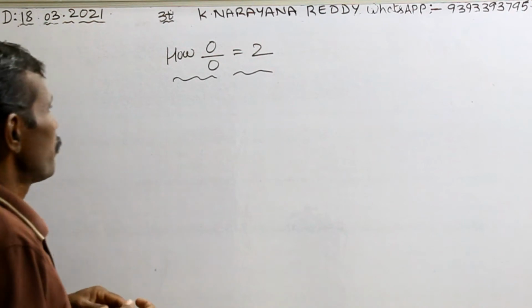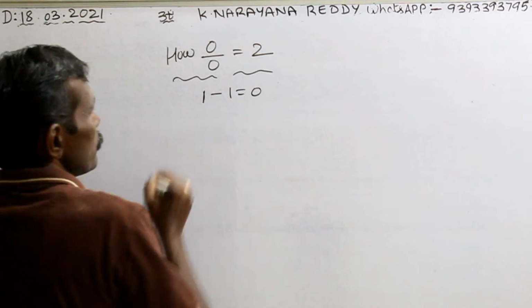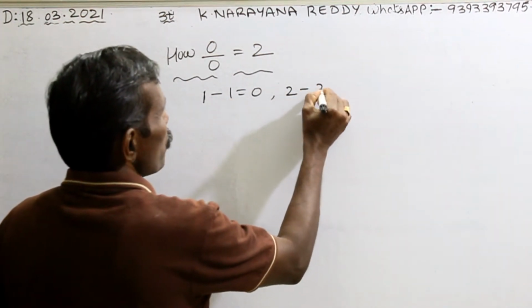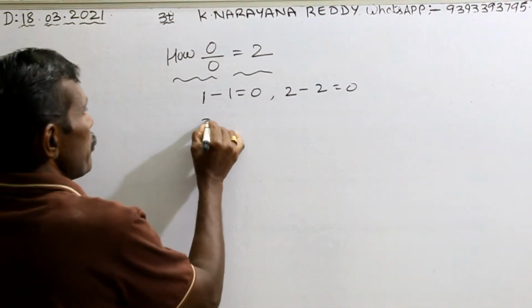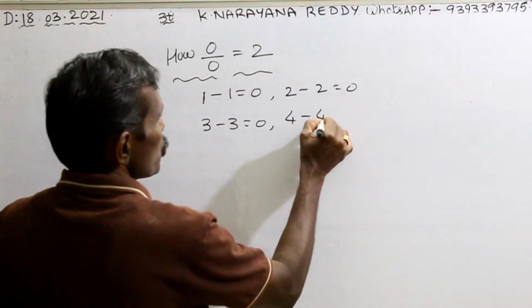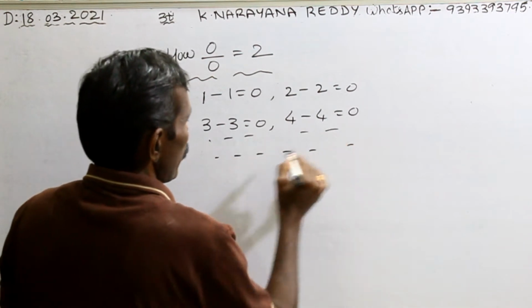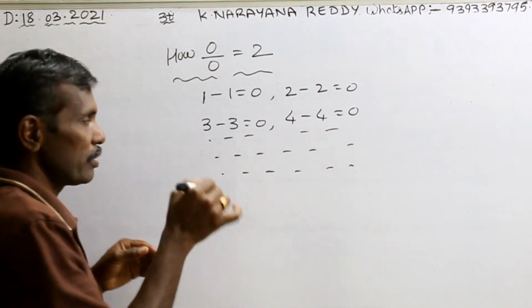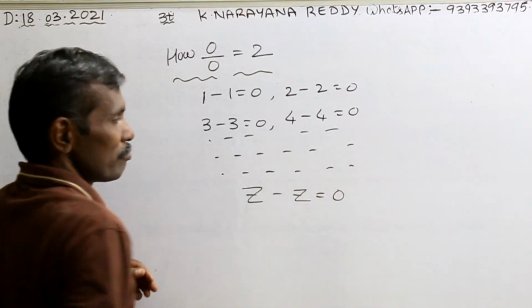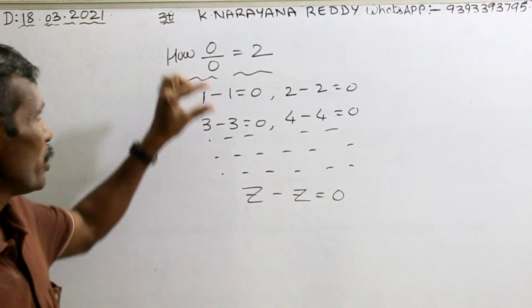See here. For example, 1 minus 1 equals 0. Also, 2 minus 2 equals 0. 3 minus 3 equals 0. 4 minus 4 equals 0. You know that. In this way, any number subtracted from itself is 0. Z minus Z equals 0. You know that. This is a well-known property. But how to do this?